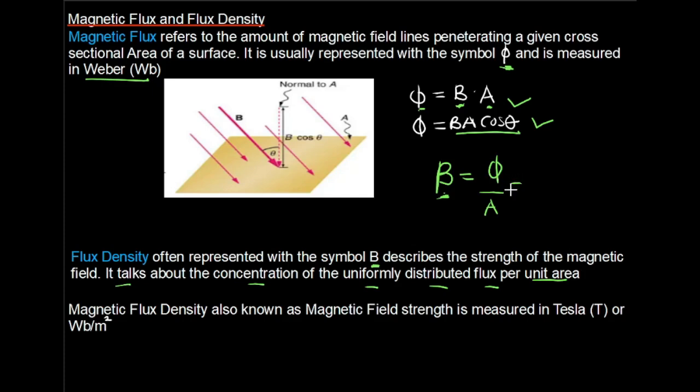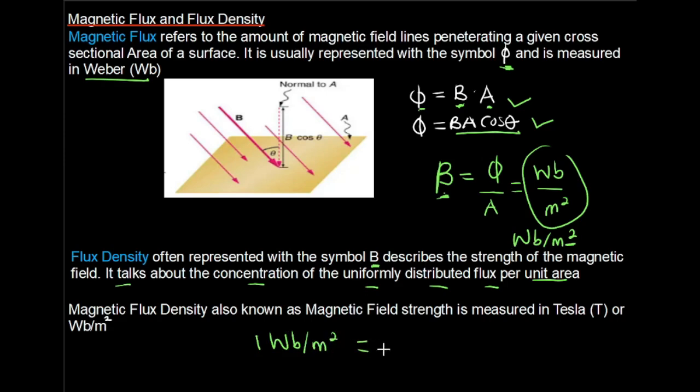How did we get the unit? Flux, remember, is measured in Weber, and area is in meter squared. So these together will give us Weber per meter squared. So this is the unit for magnetic flux density. Now you need to understand that 1 Weber per meter squared is equal to 1 Tesla. So basically they are the same thing. So if you don't use Weber per meter square, you can also use Tesla.